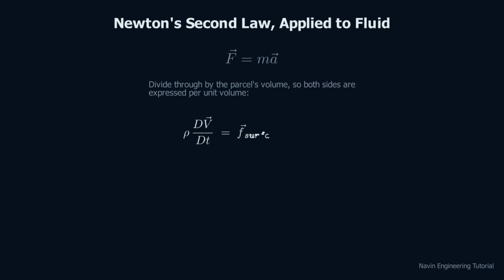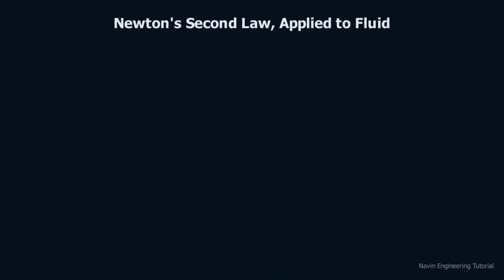On the left, mass per unit volume, ρ, times the material derivative, the true acceleration of the parcel we derived earlier. On the right, the surface forces and body forces we identified when we drew the free body diagram. The surface forces, pressure and viscous shear, together can be bundled into a single mathematical object called the stress tensor, sigma. It captures both the normal push of pressure and the tangential drag of viscosity on every face of the parcel at once. The net surface force per unit volume turns out to be exactly the divergence of this stress tensor, how much the stress changes from one face of the parcel to the opposite face.